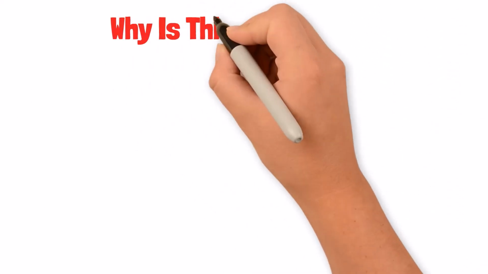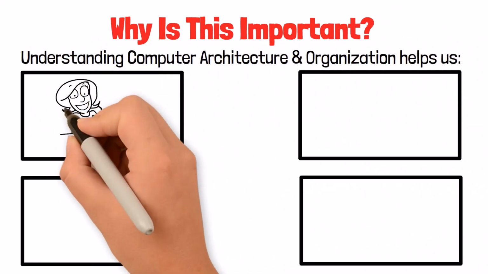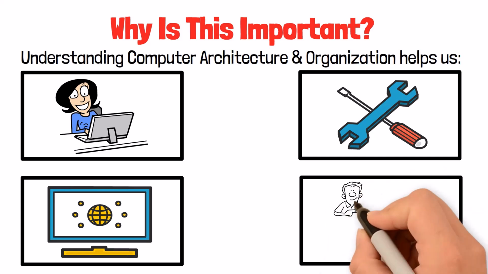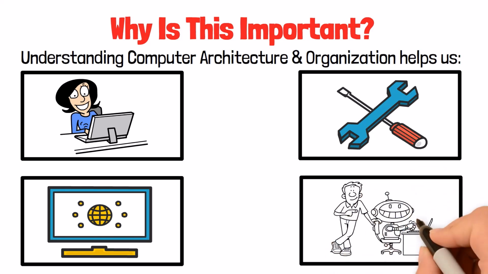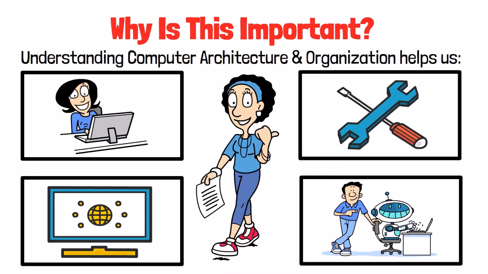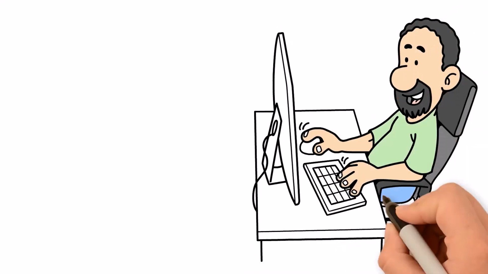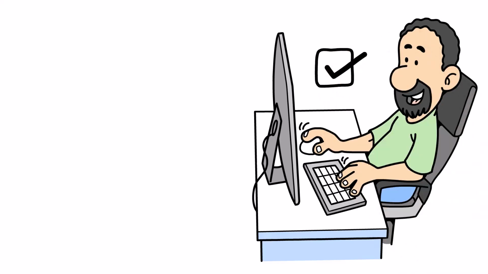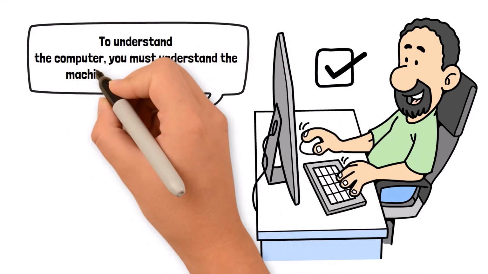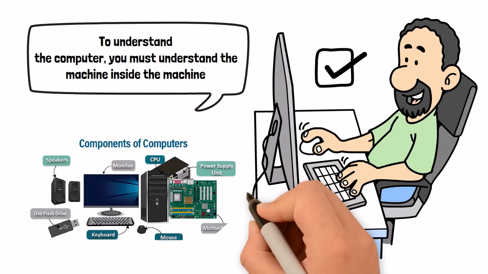Why is this important? Understanding computer architecture and organization helps us build faster, better computers, write efficient software, fix problems when something goes wrong, create new technologies like robots, AI devices, or even space computers. That's why it's one of the most fundamental subjects in computer science. And believe it or not, every computer, whether it's a smartwatch or a supercomputer, follows the same basic structure. There's a quote in the tech world that says, to understand the computer, you must understand the machine inside the machine. That machine inside is what we call the architecture and organization of the computer.